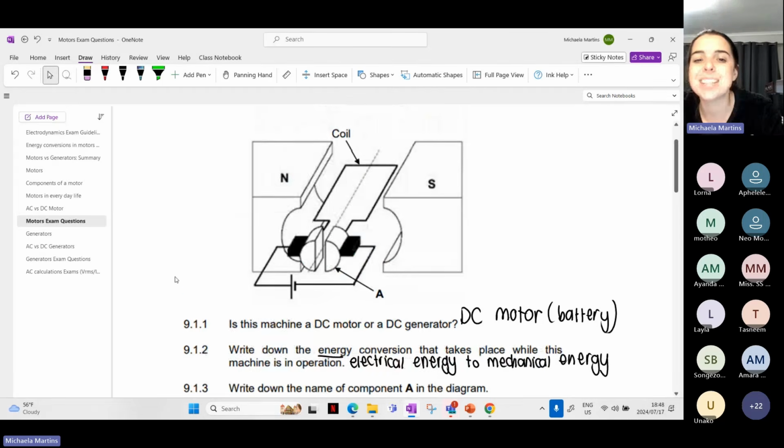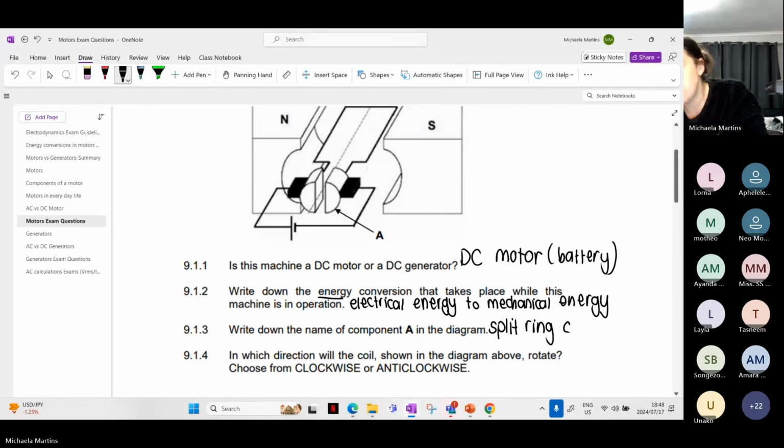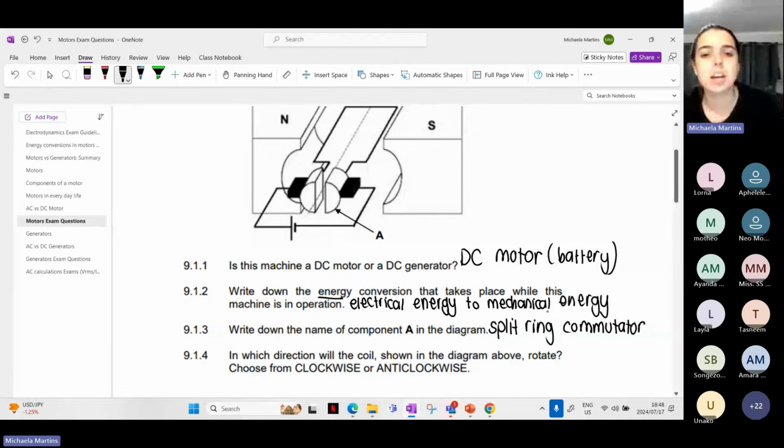Write down the name of component A in the diagram. So A is this thing here. This is a split ring. It's also called a split ring commutator, but you don't have to say the full word. Some accept split ring, some accept commutator, but you can say both. But you can just say split ring. Okay, in which direction will the coil rotate? We said it was anti-clockwise. We did that earlier.